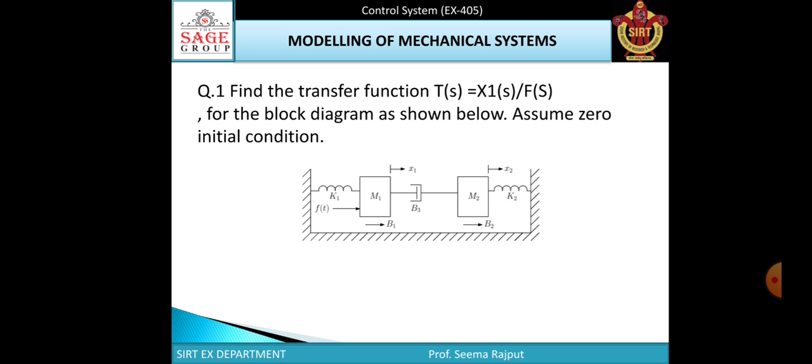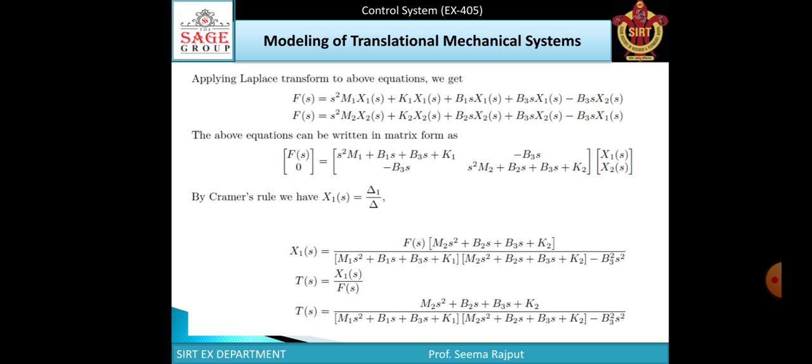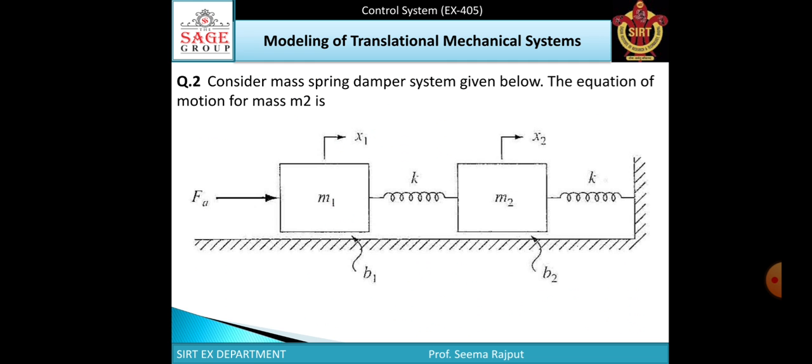So you have to be clear about the procedure. This is the mechanical system and its representation. Firstly, we convert this representation into the FBD form, then write the nodal equations, then form the matrix, apply Cramer's rule, and find the transfer function of the equation.